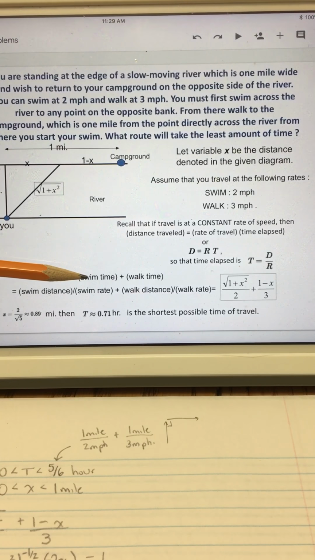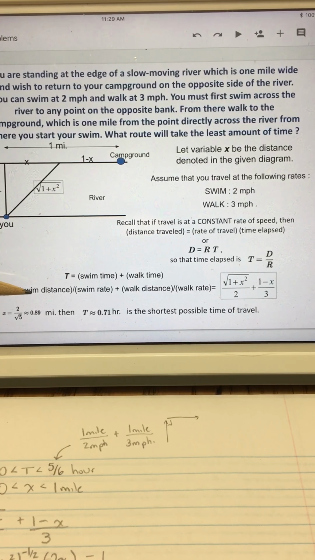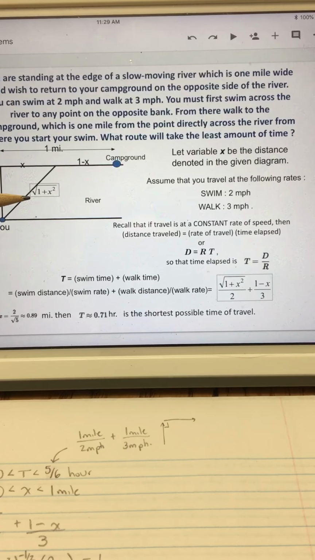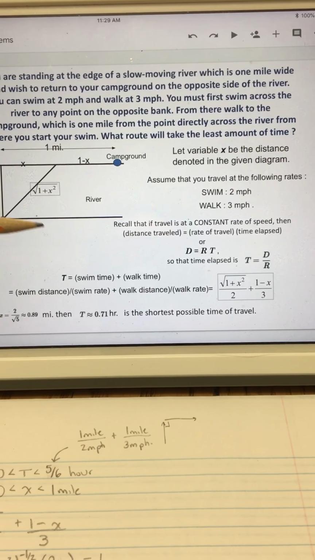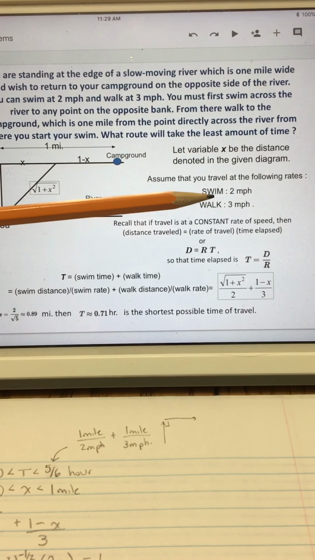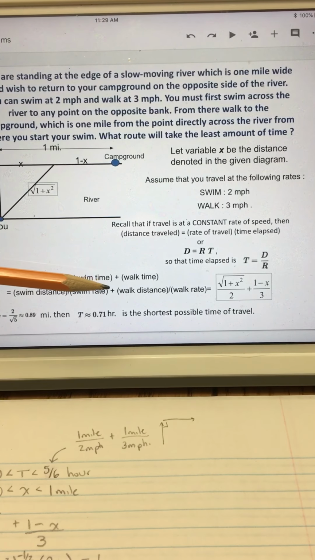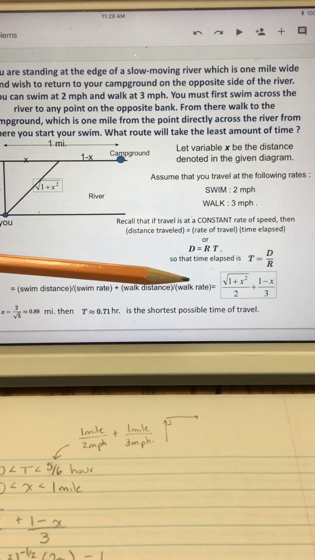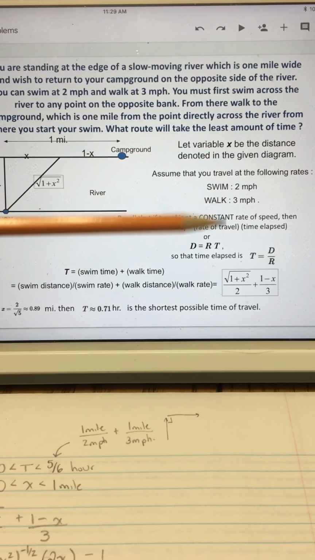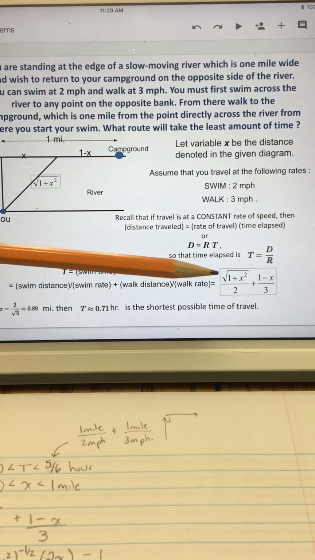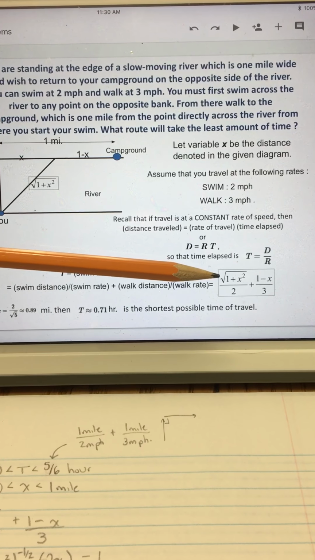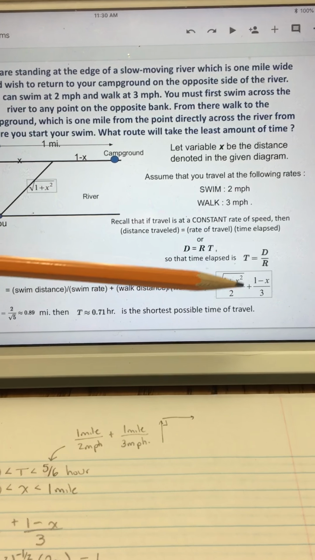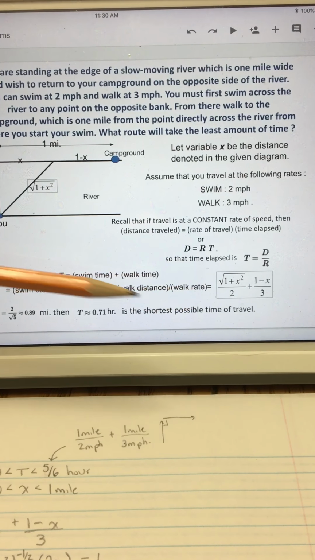But we don't have the time that it takes you to swim. We do, however, know how far we have to swim. That would be the square root of 1 plus x squared. And how fast we swim, that would be 2 miles per hour. And we can add that to how far we're going to walk, 1 minus x, divided by how fast we walk, 3 miles per hour. So we get that our total time elapsed is going to be the square root of 1 plus x squared divided by 2, plus 1 minus x divided by 3.